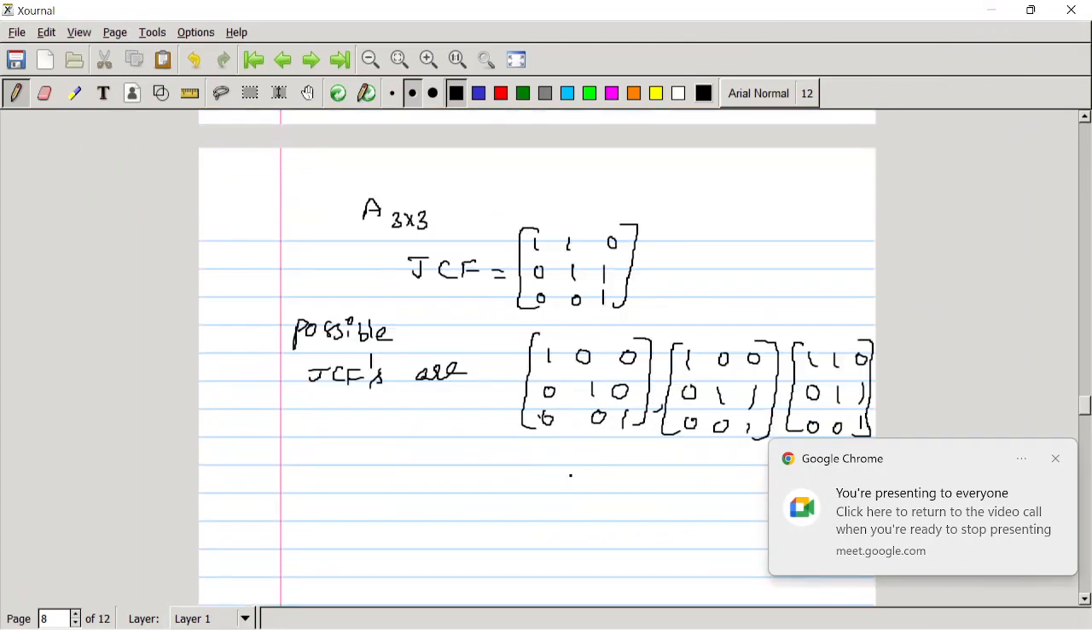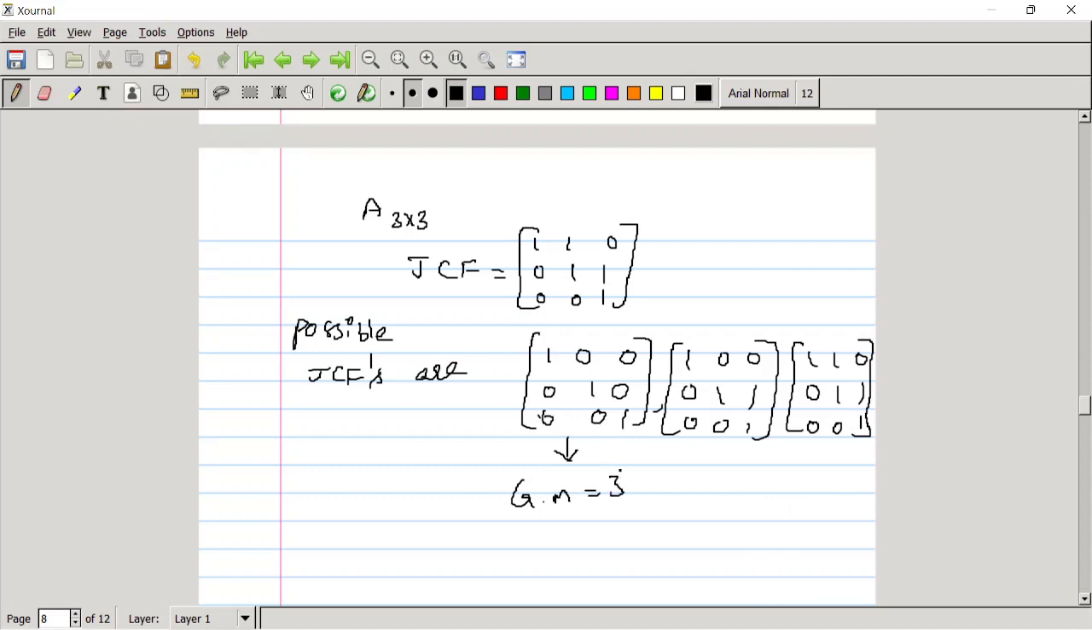So among these 3 matrices, if you observe here, the geometric multiplicity for this matrix is equal to 3, because we have 3 Jordan blocks, and here the geometric multiplicity is equal to 2, because we have 2 Jordan blocks, this is 1 and the above is 1. That is not correct. So for this matrix only we have geometric multiplicity equal to 1. This is how the JCF is written.